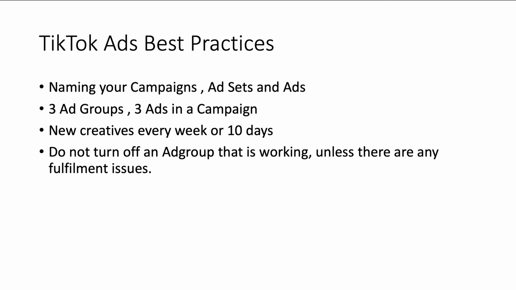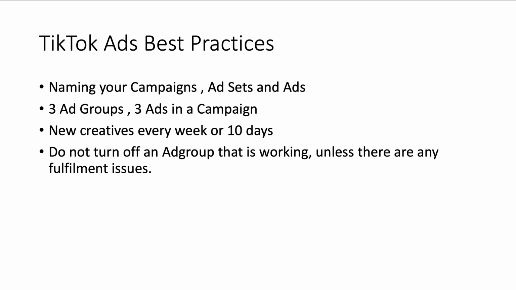Fourth one is do not turn off an ad group that is working. Once there is any ad group that is working very well, which means that the algorithm has figured out a good audience and a good strategy for that ad group, if you do anything with that ad group, it gets into the learning phase again. So it messes up with the data and your costs might change.